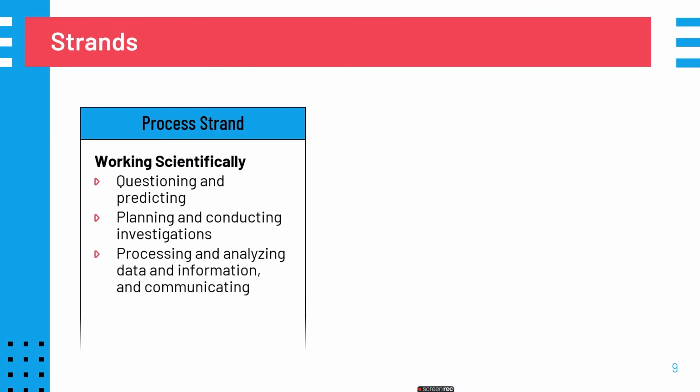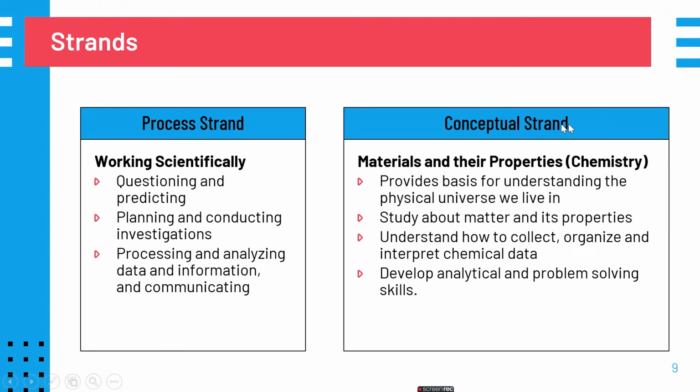Now let me talk about the strands. There are basically two strands. One is the process strand, which is working scientifically, like questioning and predicting, planning and conducting investigations, processing and analyzing data, information, and communication. Next is the conceptual strand, which is also called content strand.